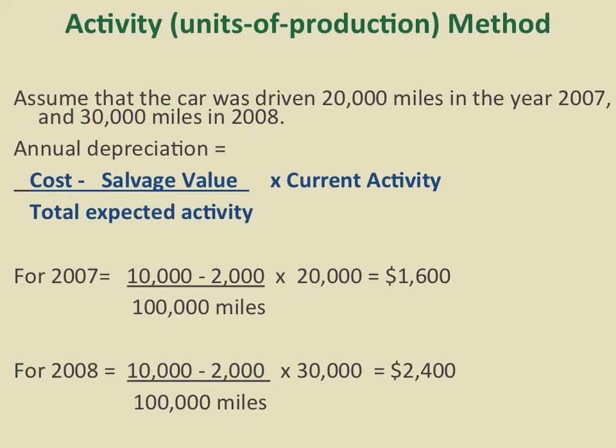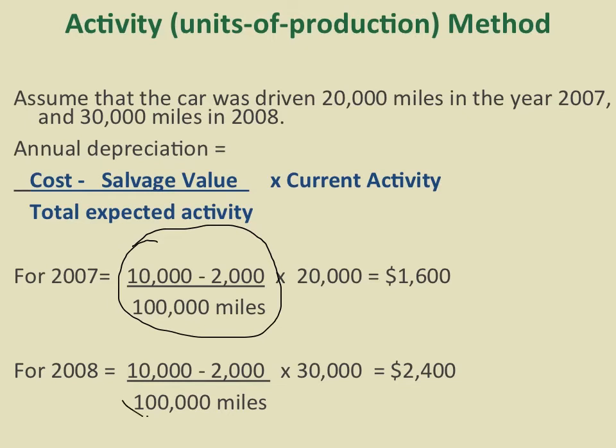So for example, in this case, in 2007, the total depreciable cost for this car is $10,000 minus $2,000. That's $8,000, and then divided by total expected activity for this particular case, 100,000 miles. So this part is the depreciation expense per mile. Then in 2007, this car was driven 20,000 miles, times 20,000 miles, which equals $1,600.